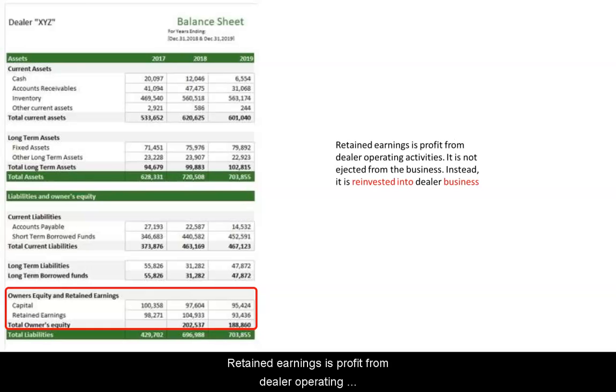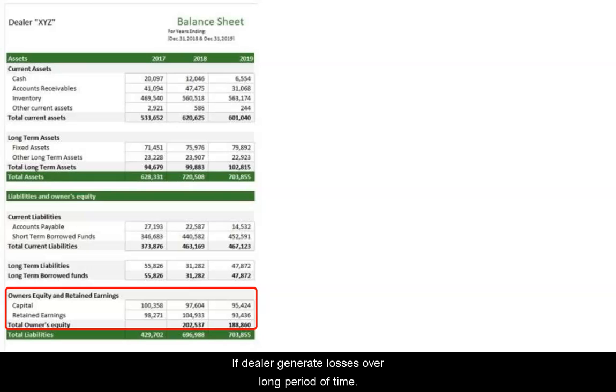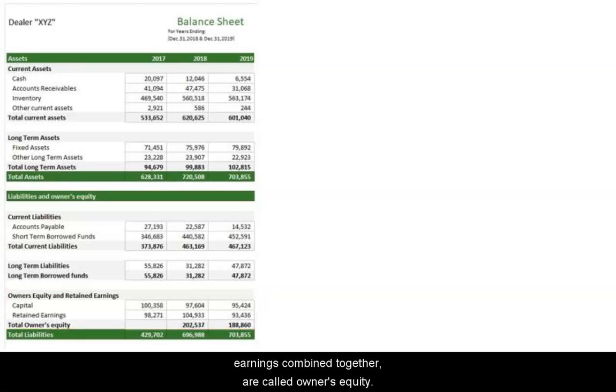Retained earnings is profit from the dealer's operating activities. That profit is not ejected from the business by owners. Instead, it is reinvested into the dealer business. If the dealer generates losses over a long period of time, this section of the balance sheet shows retained losses instead of earnings. Both capital and retained earnings are parts of the dealer balance sheet section called owner's equity.